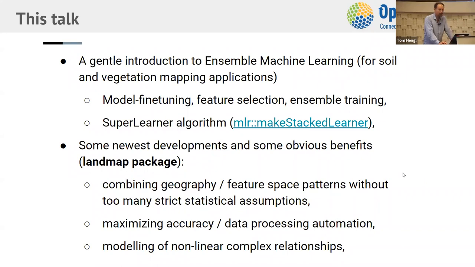I will also show you how I used to do geostatistics, with spatial autocorrelation, fitting variograms, and doing these different types of kriging transformations, and I will show you how things look now. In machine learning, you can also combine geography with feature space, and then you don't have to have all these statistical assumptions, such as stationarity assumptions.